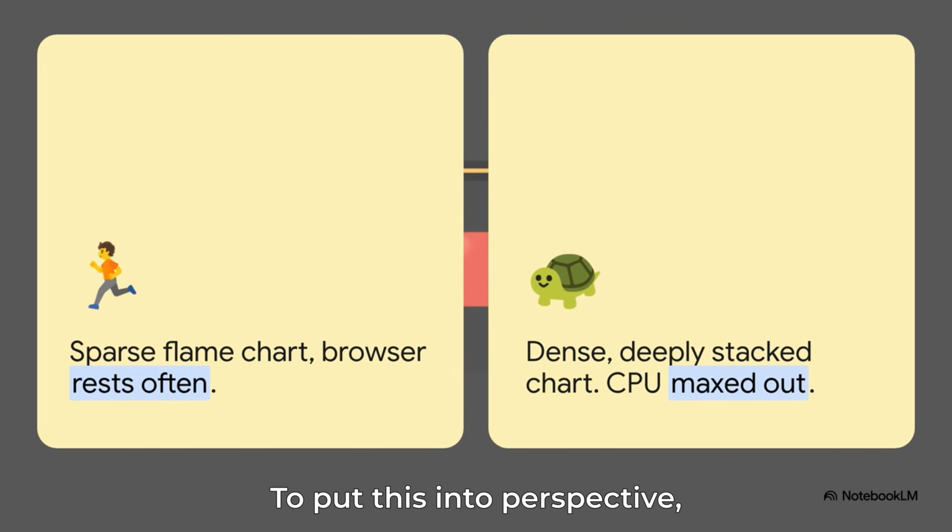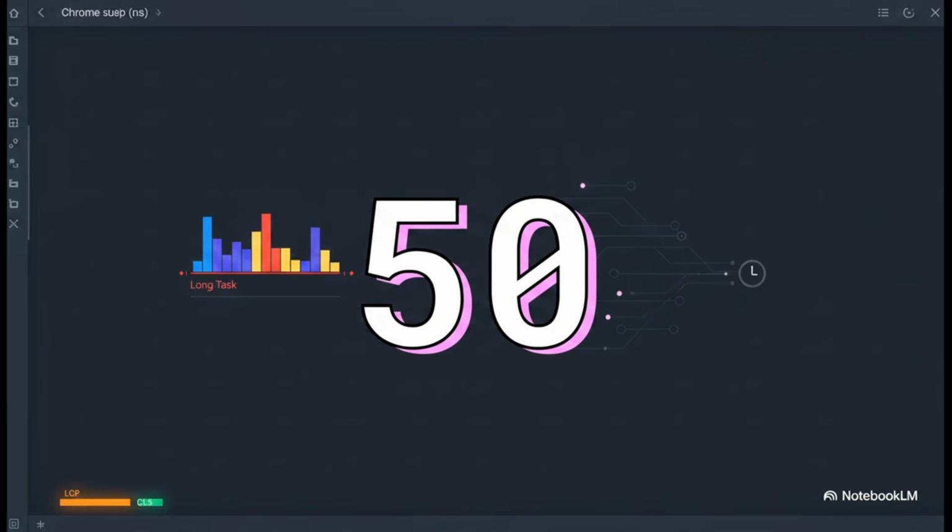To put this into perspective, let's compare a fast page to a slow one. A fast page is going to have a pretty sparse, empty-looking flame chart. The browser does a little bit of work, and then it just rests, waiting for the user to do something. But a slow page, the kind users are complaining is janky or frozen, has a visually dense, deeply stacked chart. It looks like a solid block of warm colors, which means the CPU is absolutely maxed out, desperately trying to churn through complex code. And that brings us to our magic number, 50.